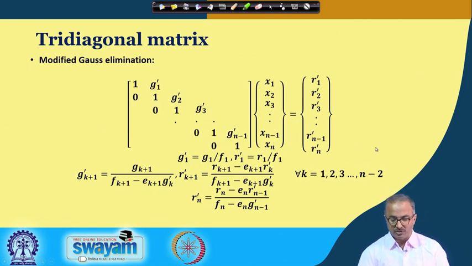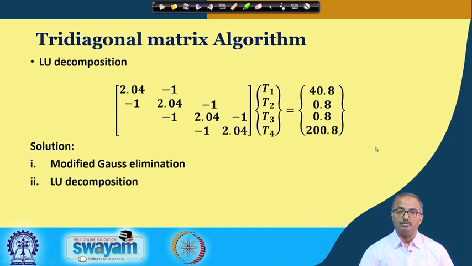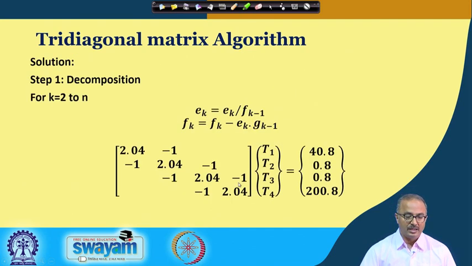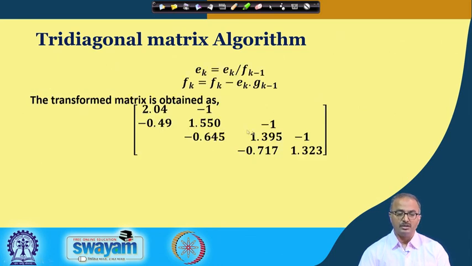So this is based on the modified Gauss elimination. Now we go for the LU decomposition. In LU decomposition, again you can see this is the way you can go for it, and here we have demonstrated with an example problem how you can use the LU decomposition method to obtain the solution for a tridiagonal matrix system.